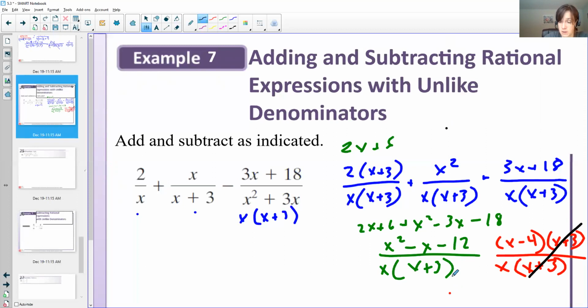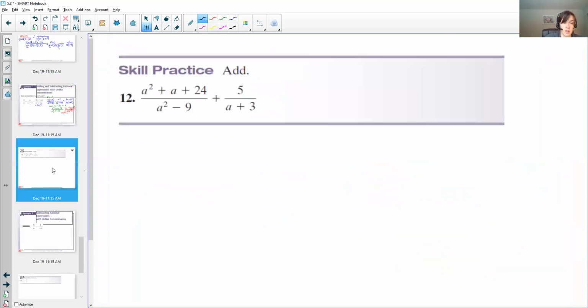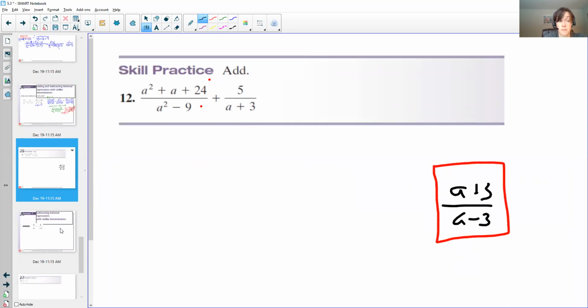Go away. So then I have x minus 4, sorry, over x. All right. You try that one. I'm going to tell you that the final answer here is a plus 3 over a minus 3. I want you to see if you can get to it. Factor this piece, make your common denominators, simplify. This is the answer. See if you can get there.